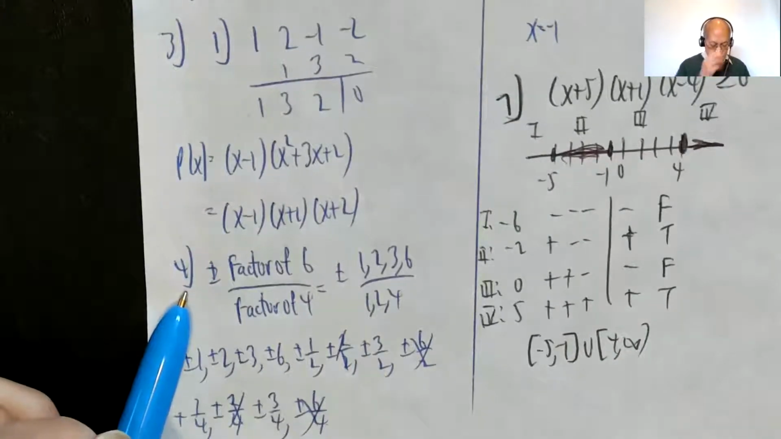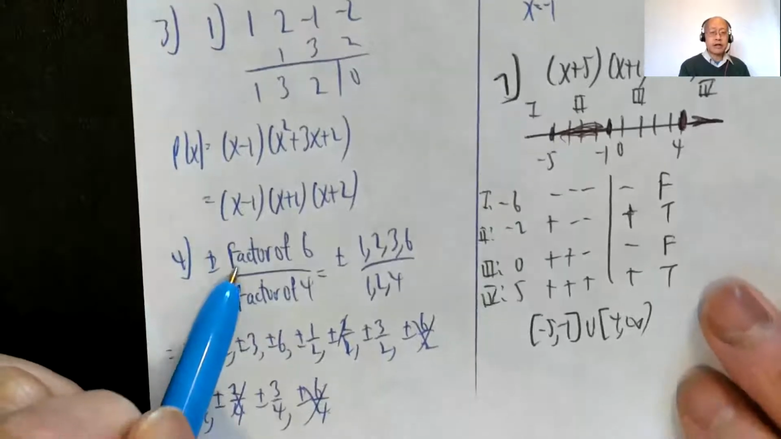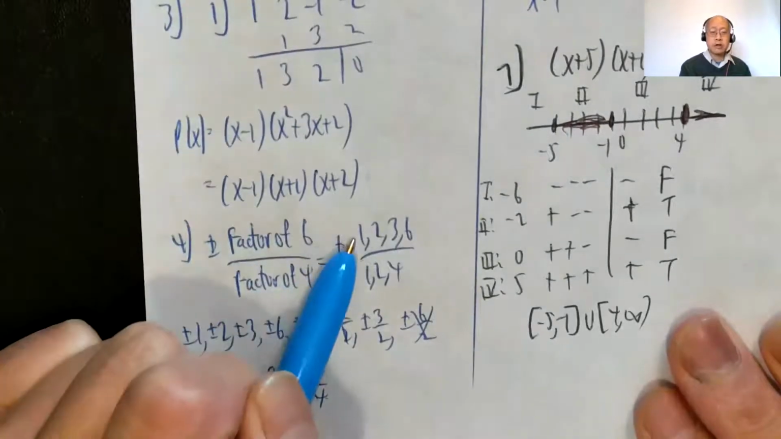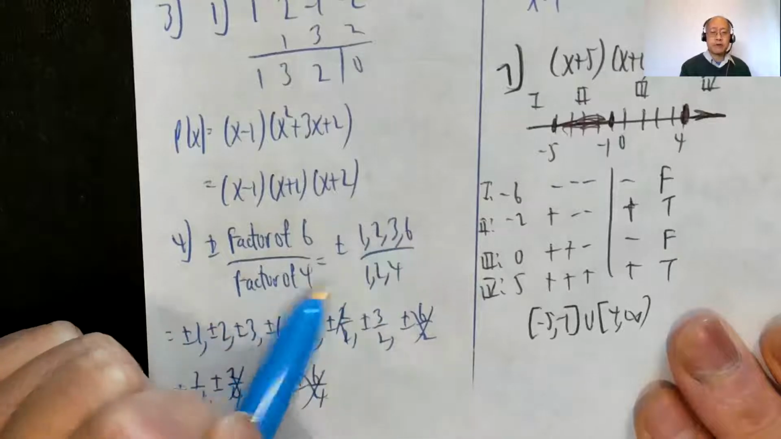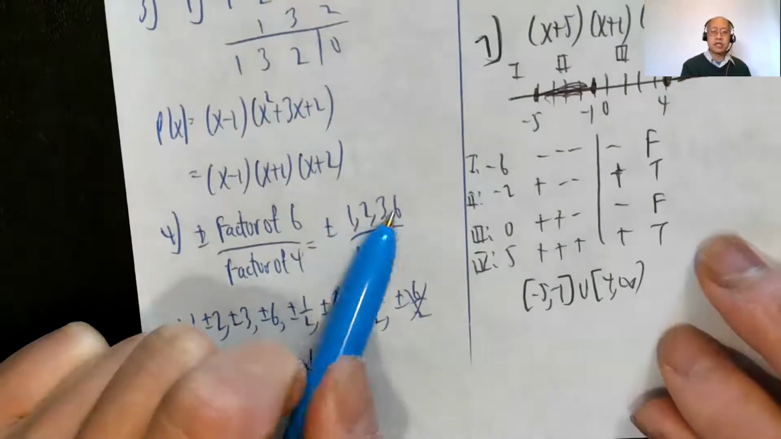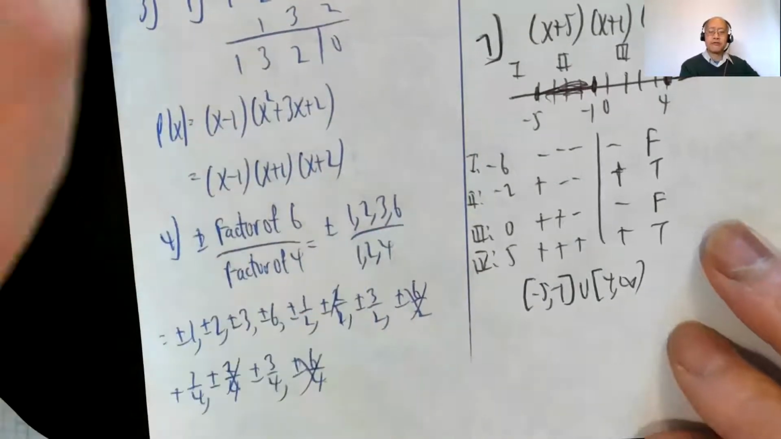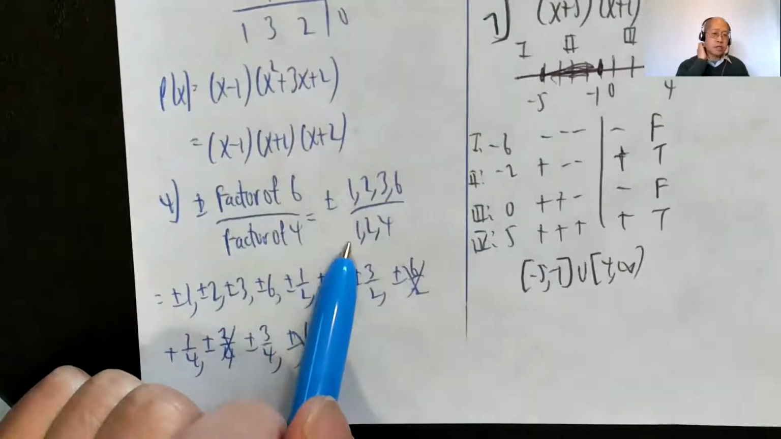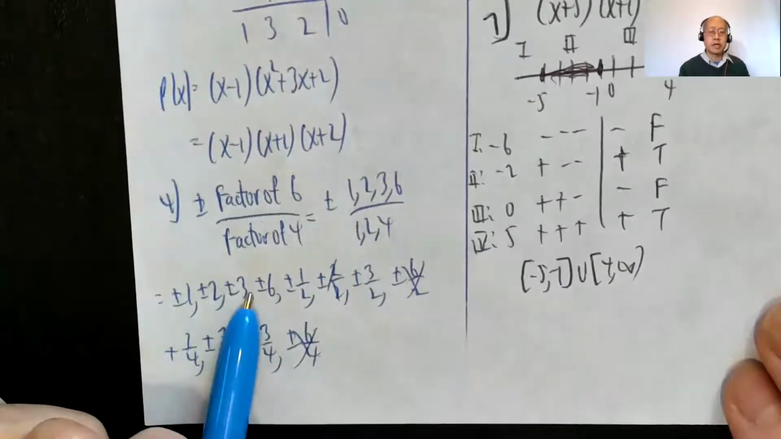Number 4, the possible rational zeros: plus or minus a factor of 6, divided by plus or minus a factor of 4. Factors of 6 are 1, 2, 3, and 6. Factors of 4 are 1, 2, and 4. So I take each of these and divide by 1, by 2, and by 4, leaving off any repetitions. So 6 divided by 1 just gives me plus or minus 1, 2, 3, and 6.